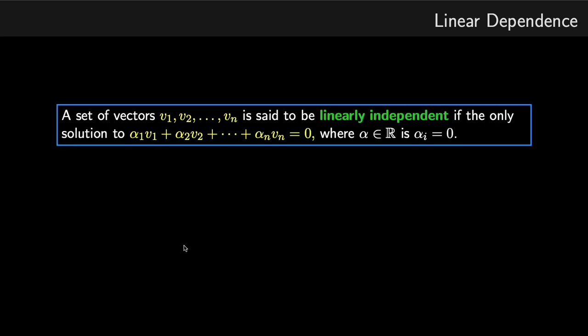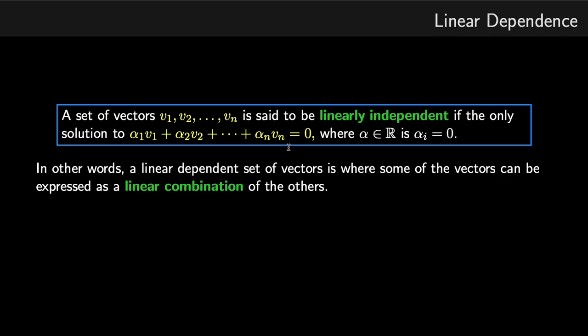In this video, I'm going to introduce the idea of linear dependence. Now, this is given by this definition. If we have a set of vectors, v1, v2 up to vn, these are said to be linearly independent if the only solution to this equation, where we have a linear combination of v1, v2 up to vn equals 0, is where all of our alphas are equal to 0. If we have some non-zero solution to this, we say that these vectors are linearly dependent.